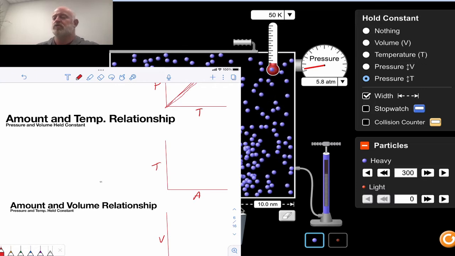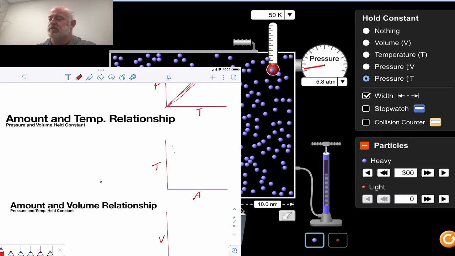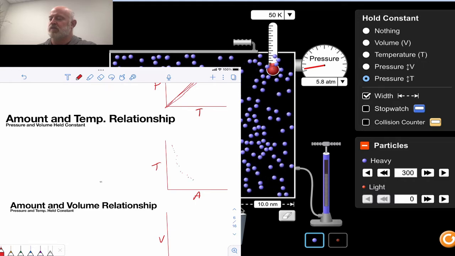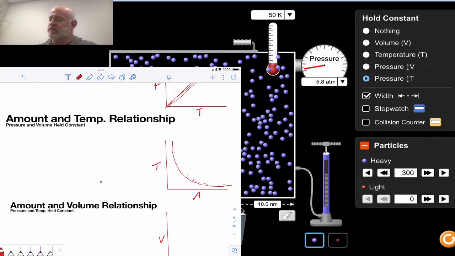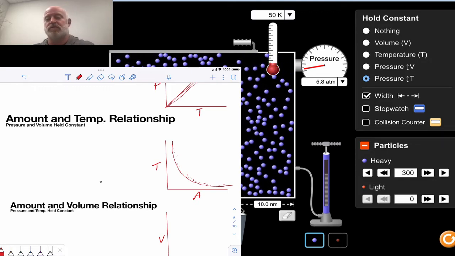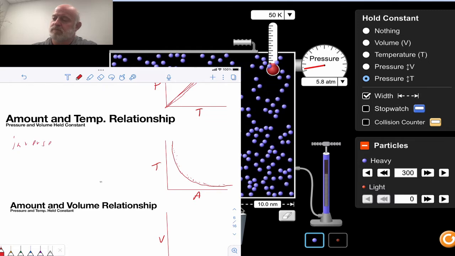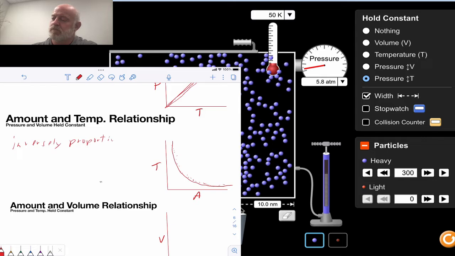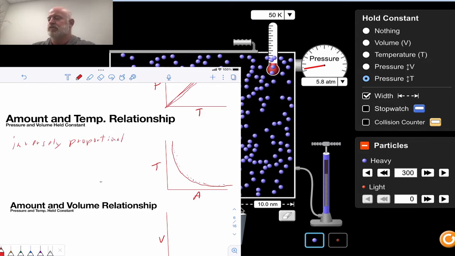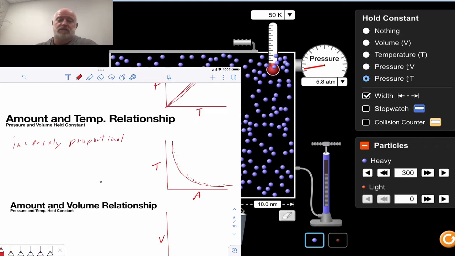Okay, so what that tells me is as my number of particles increases, my temperature has to go down. So I again get an inverse relationship here. So the amount of particles is inversely related to my temperature, okay, for this one.